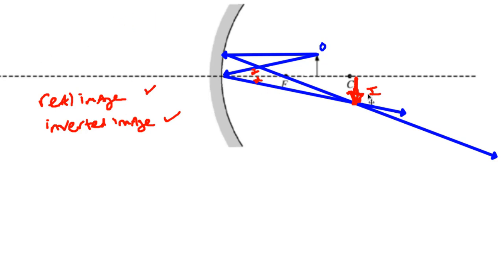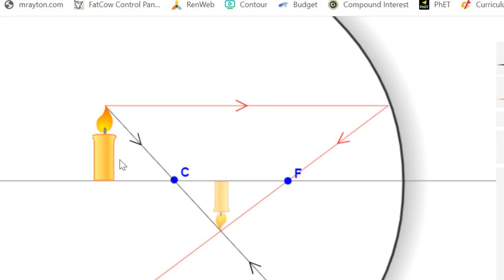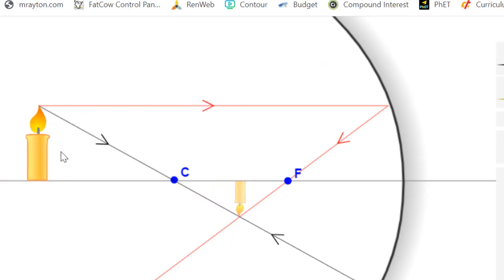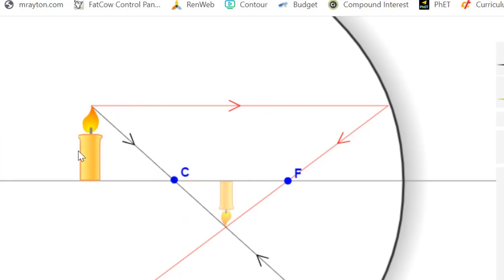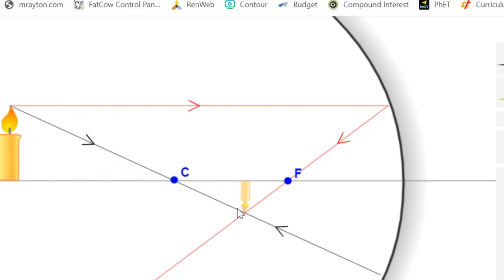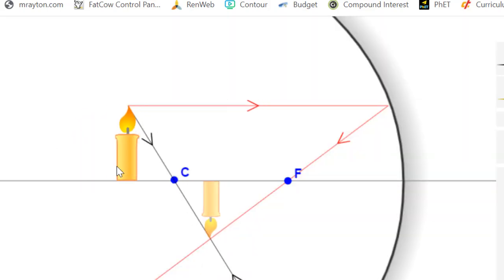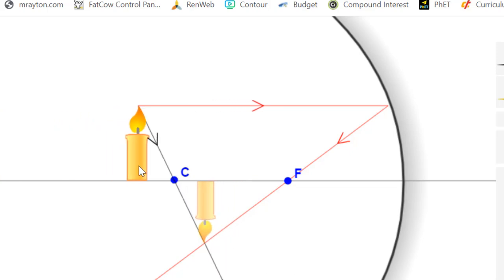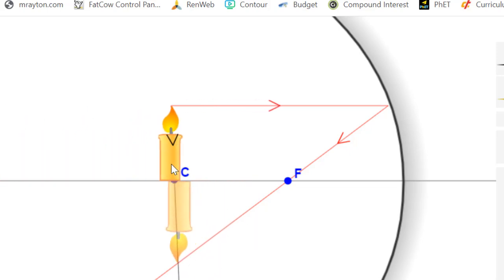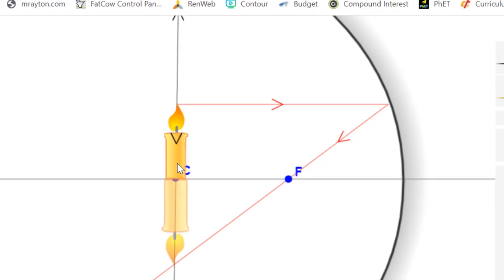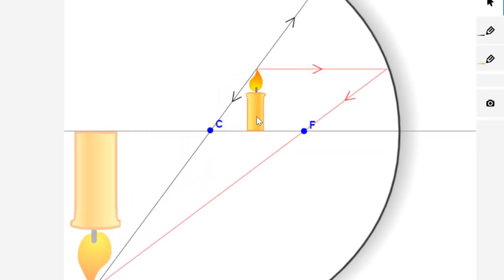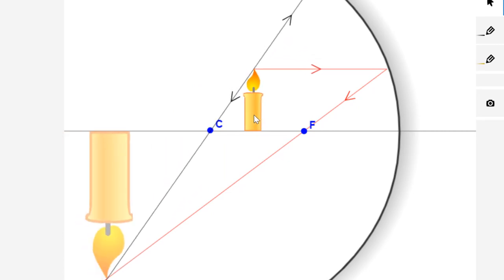Now, are we going to find an image that's larger or smaller? Well, that depends on where this object is. So I'm going to go to a simulation here. You can see if this object is behind this center point, my image is always going to be upside down, inverted, and it will always be smaller. Once we hit exactly at the center point, it's going to be the same size, and between the center point and the focal point, it's going to be larger but still an inverted image right there.